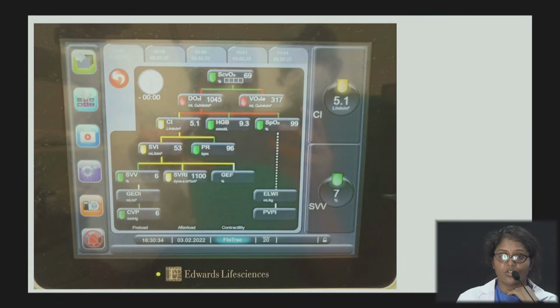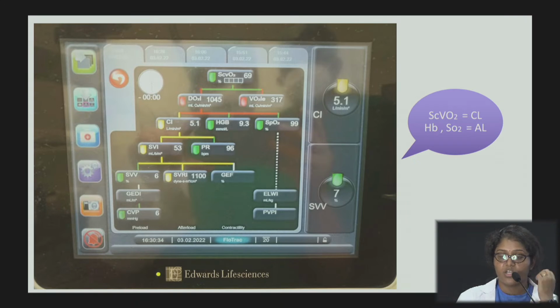So this is a FloTrac in our institute. Here, we have to enter 3 parameters: we have to take a sample from the arterial line and the central line for ABG, and enter the mixed venous oxygen saturation, SpO2, and Hb. After entering these 3 parameters, we'll get the derived values of stroke volume variation, cardiac index, and we can also calculate extravascular lung water.